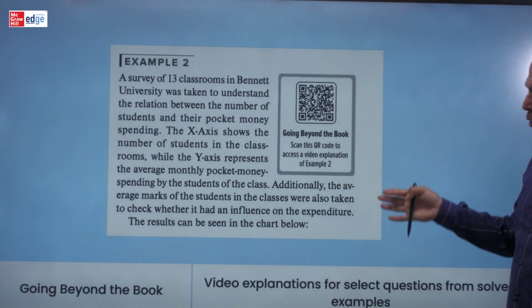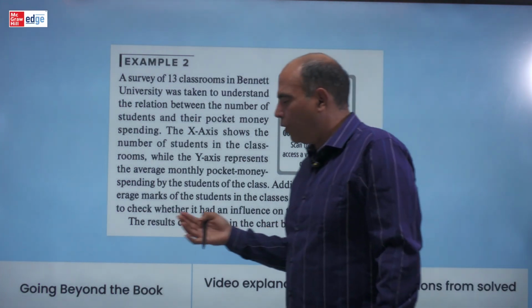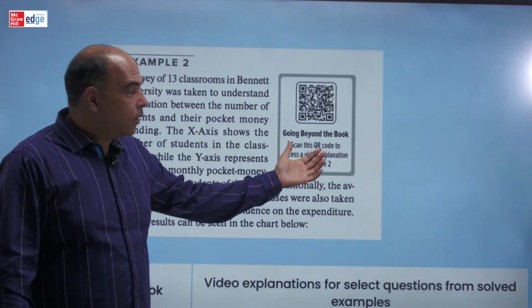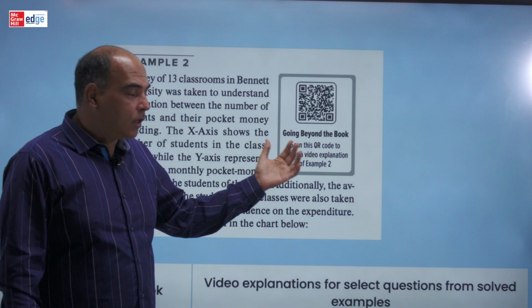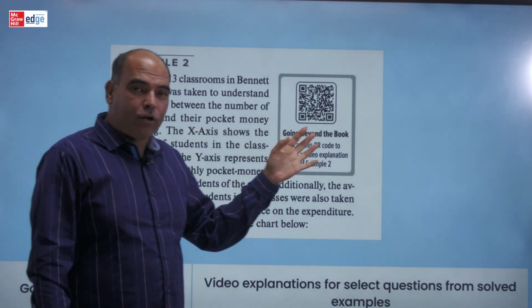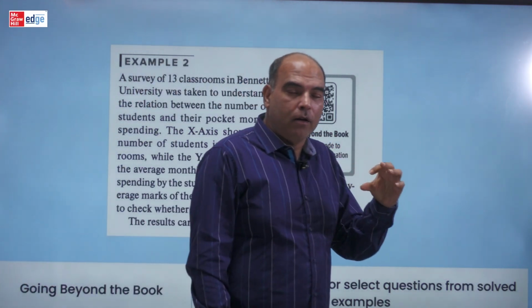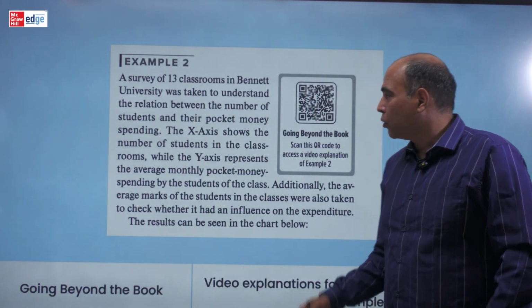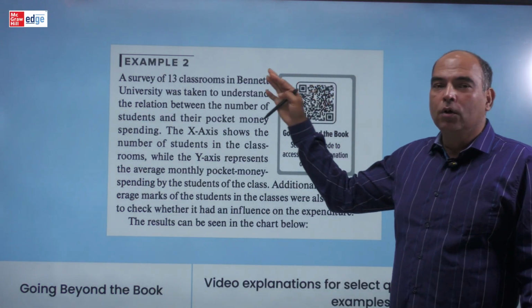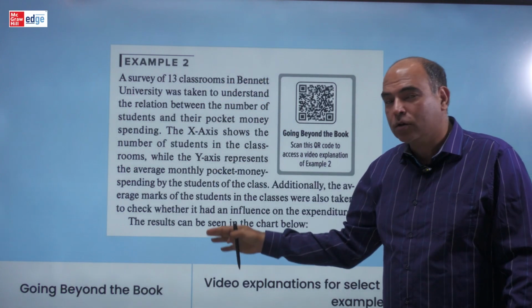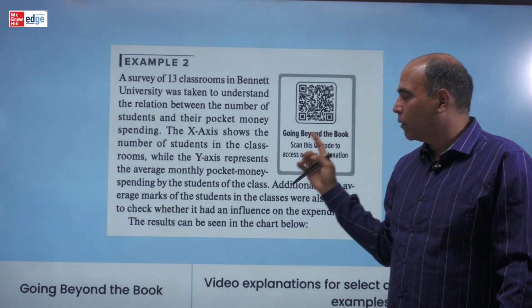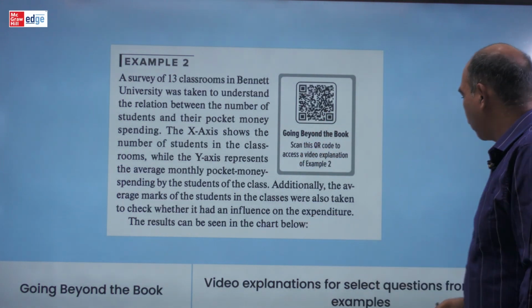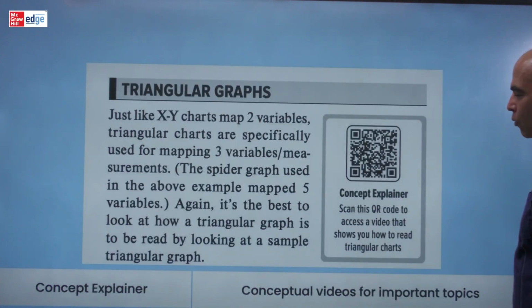Then the next very important video category is going beyond the book. This kind of QR code will take you to a video. It's normally linked to a question in the solved examples of chapters. So when you scan this, you don't only have the option of reading the solution and what I've written there, but also have the option of actually watching a video to explain that question. So going beyond the book is a major feature of this book.